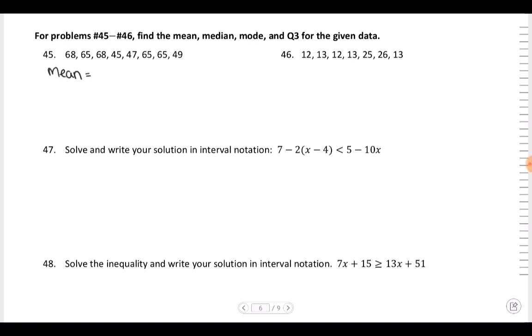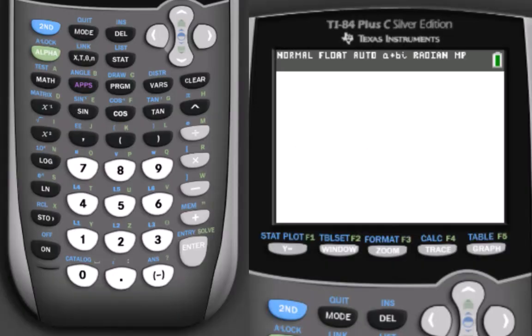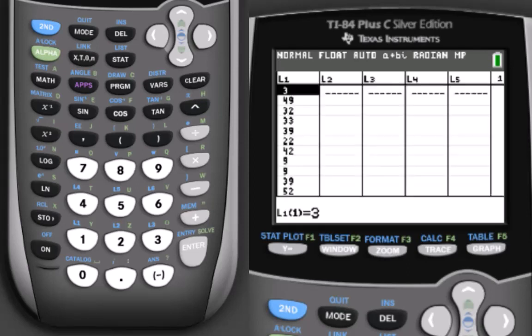So I think I'm going to pause while I pull up the calculator. Okay, so on your calculator, you're going to press the stat button, and you're going to go to edit. And then up here, you're going to need to type in your list of values. And in our problem, we have 68, 65, 68 again, 45, 47, 65, 65 again, and 49. So there's our 8 values.